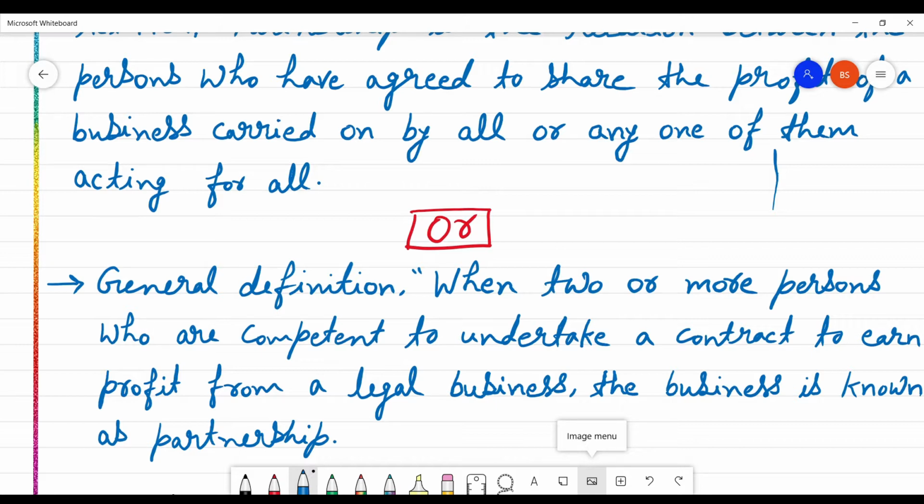Students, if in the examination it is asked that write down the definition of partnership, you can write any of the above definitions. But in the examination, if it is asked that write down the definition of partnership according to the Indian Partnership Act, then you must write the first definition.